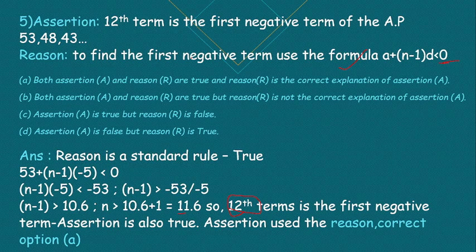And both are talking about the first negative term. So the contents are connected. So the reason is the correct explanation of the assertion. We go for option A.